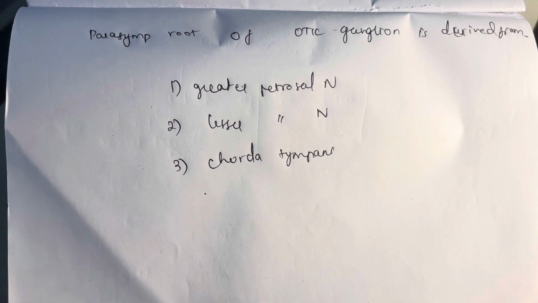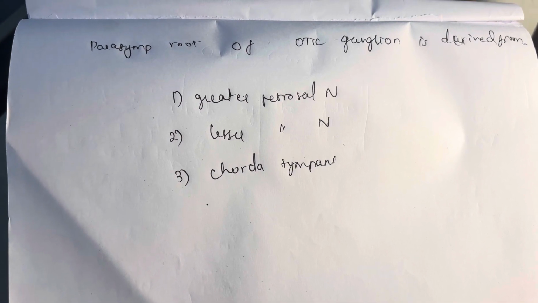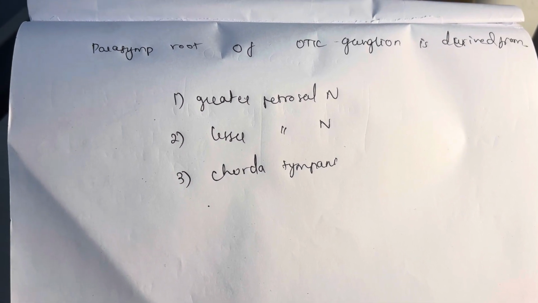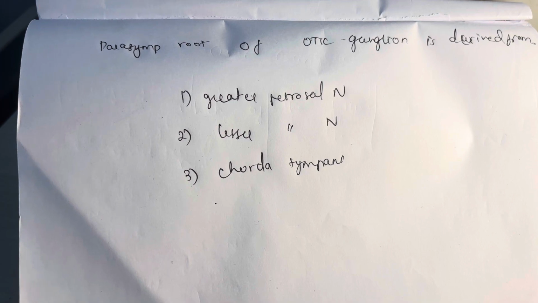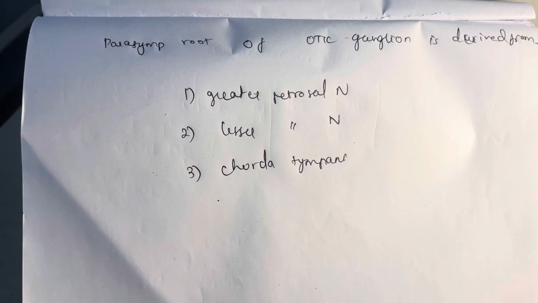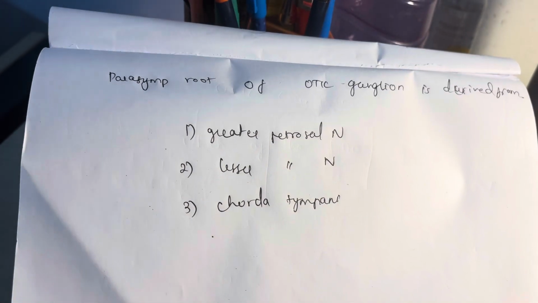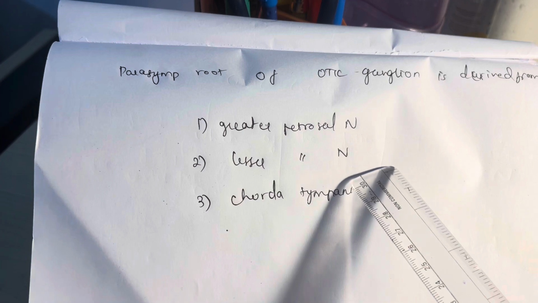Let us discuss an MCQ related to the otic ganglion. So the question is, the parasympathetic root of the otic ganglion is derived from, and the options: greater petrosal nerve, lesser petrosal nerve, caudate tympanic. So we all know the answer. The answer is the lesser petrosal nerve.